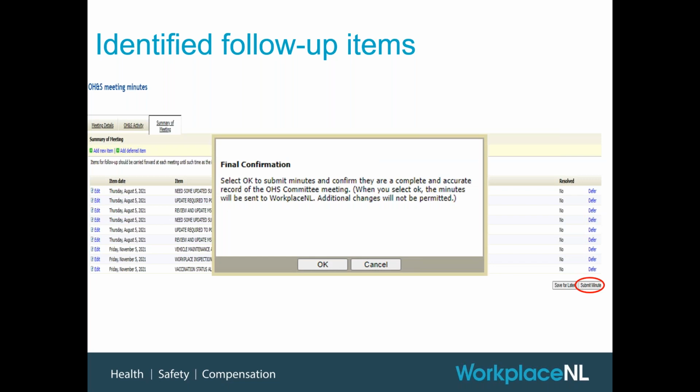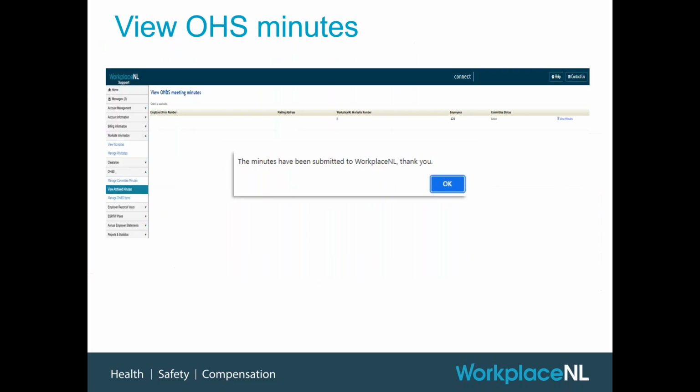Once you click OK on the final confirmation box, your minutes will be sent to Workplace NL. You will receive a message pop-up box on your screen confirming that the OHS minutes have been submitted to Workplace NL. You can click OK and then view the minutes as a PDF document. To do this, on the left-hand side of your screen, under OHS, select View Archived Minutes. Your worksites will appear, so choose which worksite you wish to see the meeting minutes for, then select View Minutes on the right-hand side of that worksite.